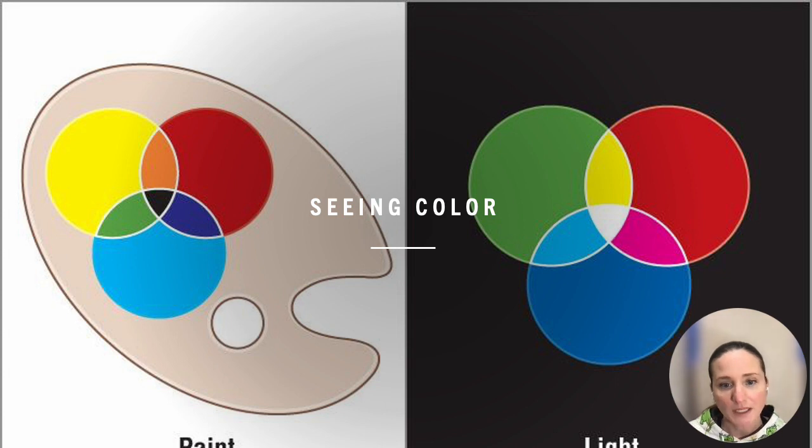Seeing color. On the left, you'll see paint, and on the right is light. A greater portion of our brains is devoted to vision more so than any other of our senses. Vision is composed of three major parts: eyes, which capture and respond to light energy; the neural circuits, which transmit signals from the eye to the brain; and visual centers within the brain that interpret these messages.